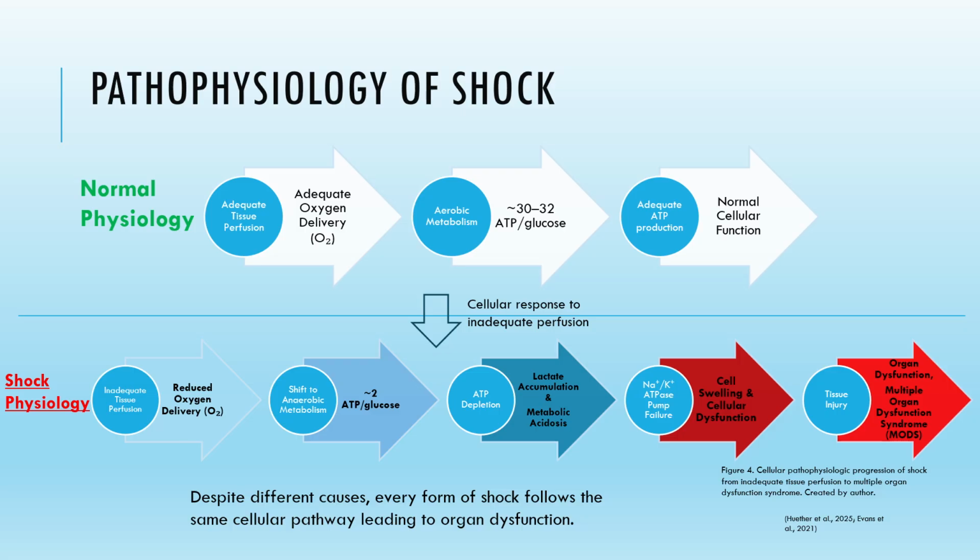Understanding the cellular progression explains why restoring tissue perfusion as quickly as possible is the primary goal of shock management. Every treatment discussed later in this presentation ultimately aims to interrupt this cascade before irreversible cellular injury occurs.